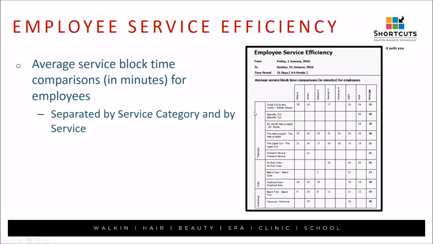The next report is similar: the employee service efficiency. This report shows the average service block time comparison in minutes for the employees. It's separated by the service category and also by the service. As you can see down the left, we've got the service category, which would be haircuts, colour, grooming, and it could be waxing, facials, that sort of thing if we're in the beauty industry. You'll also then see the service items or service names, and then you've got the employees separated.